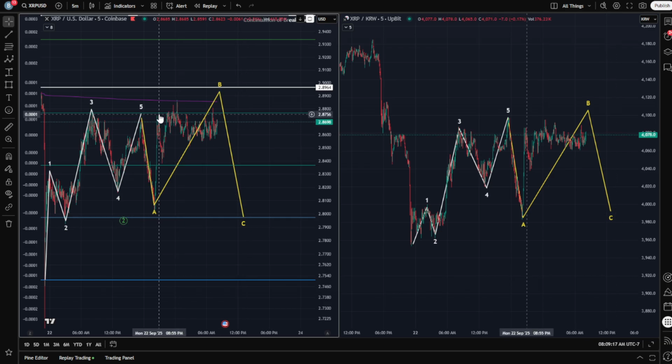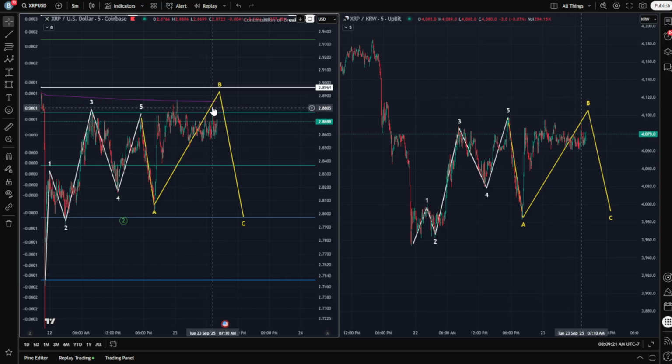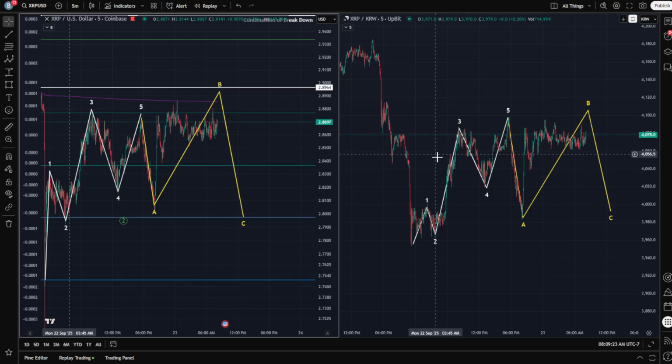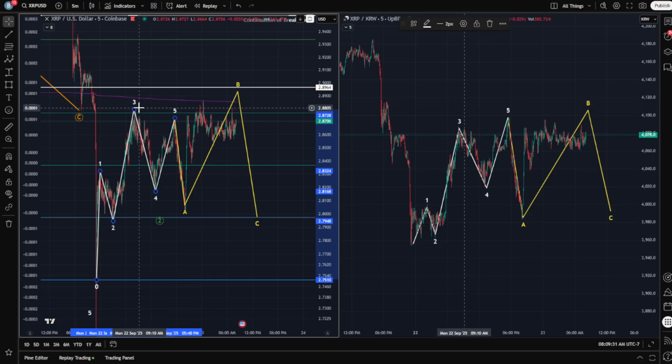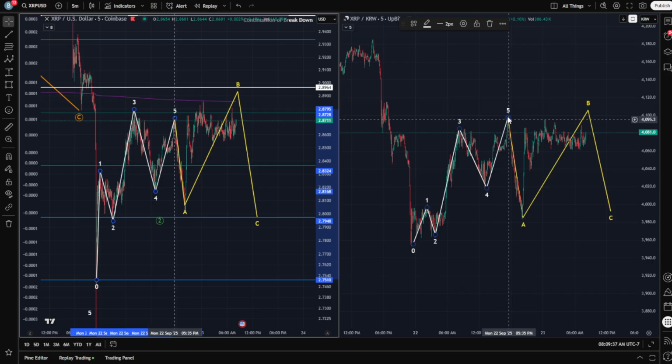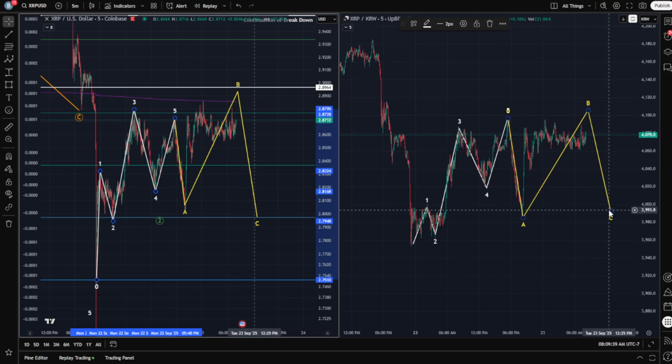So we're just waiting for this chop to get out of the way. It may have already put in its high. It may roll over from here, so we'll just have to keep watching. But at this point, the main takeaway is that this 5th wave on the USD version is shorter than wave 3. And on the Korean version, we actually have the true count, which is our wave 5 being higher than the A, B, and C.